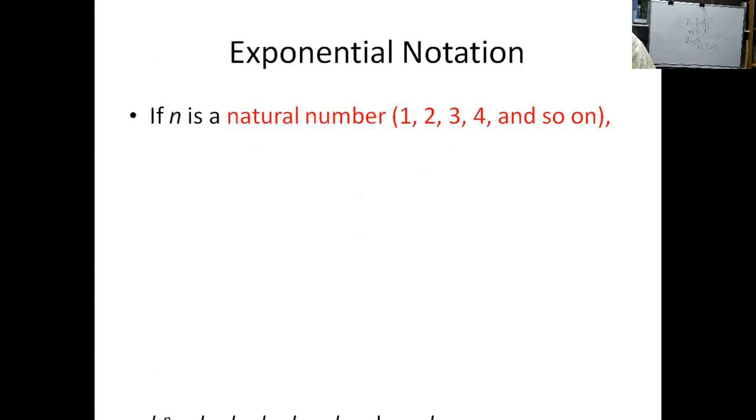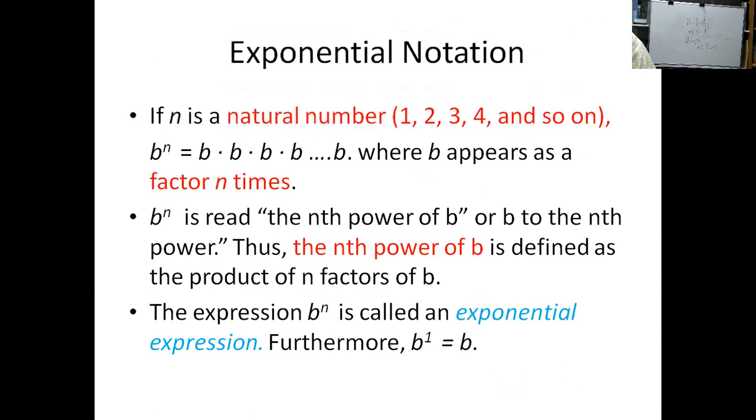We also have exponential notation, very important in mathematics. If n is a natural number, 1, 2, 3, 4, and so on, then we write b to the power of n, meaning b times b times b, n times. For example, if n was 2, we multiply b two times. n is called the exponent. b is called the base. We read b exponent n, or b to the power of n, the nth power of b. The expression b^n is called an exponential expression.